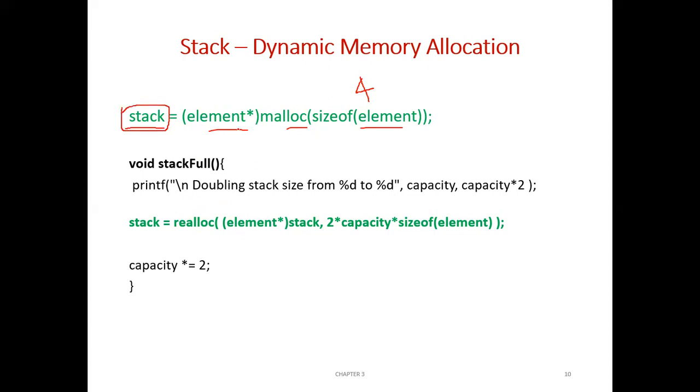Before that we are doing this typecasting, element *, so that whatever memory is allocated will be addressed by a pointer. And these 4 bytes are not an integer, they are of type element, and the starting address of that will be stored in stack.